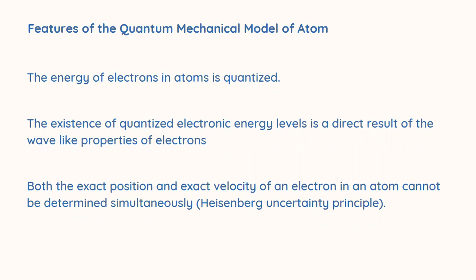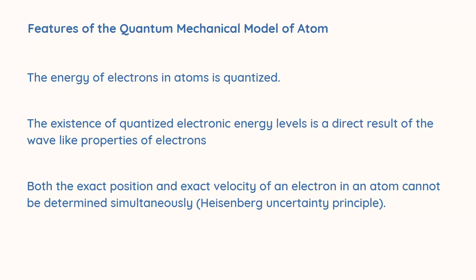The second point: the existence of quantized electronic energy levels is a direct result of the wave-like properties of electrons. In Schrodinger's wave equation, when these wave-like properties are applied, the solutions that are obtained from the wave equation are allowed solutions, and that meant that the quantized energy levels are because of the wave property of the electron.